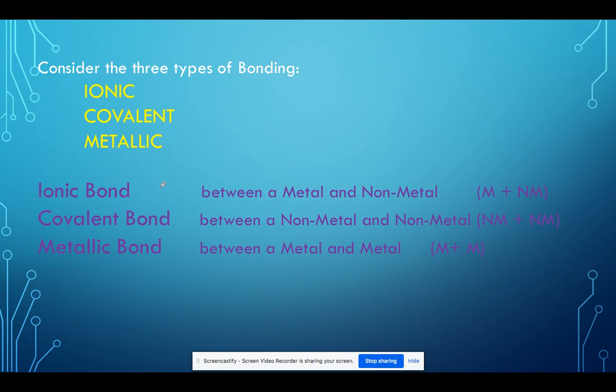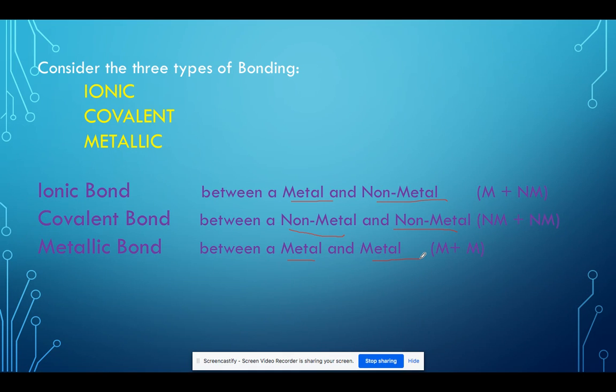Ionic bond is between a metal and a nonmetal, and we're going to look at that on the periodic table in a second. A covalent bond is between a nonmetal and a nonmetal. And metallic bond is between two metals. So just keep in mind that the three types of bonding are ionic, covalent, and metallic.